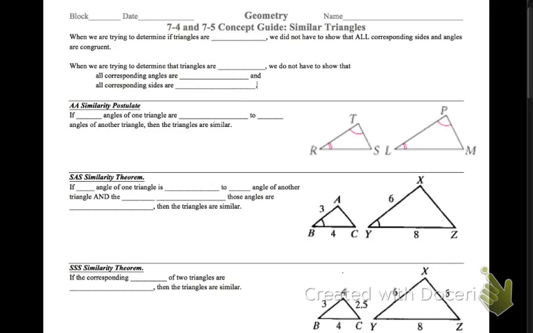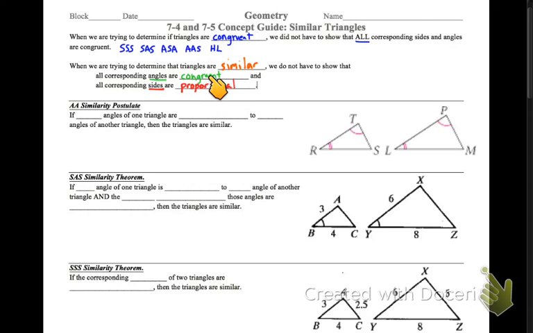All right, do you remember when we were talking about triangles being congruent? We didn't have to figure out that all of the corresponding sides and angles were congruent. We had all these other ways of figuring out that triangles were congruent. Similar triangles, where they are the same shape but different sizes, work the same way. When we're trying to determine the triangles are similar, we don't have to know that all the angles are congruent or that the sides are proportional.